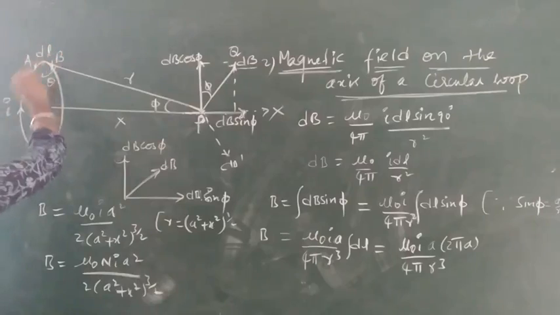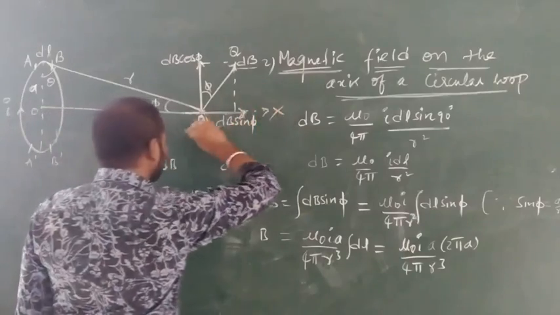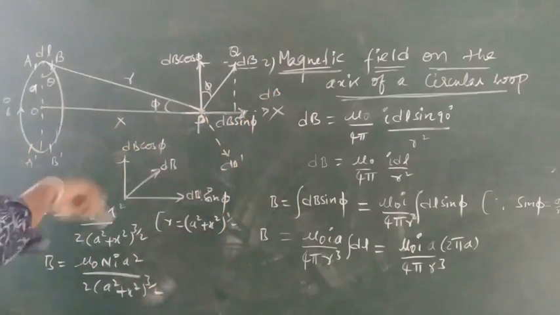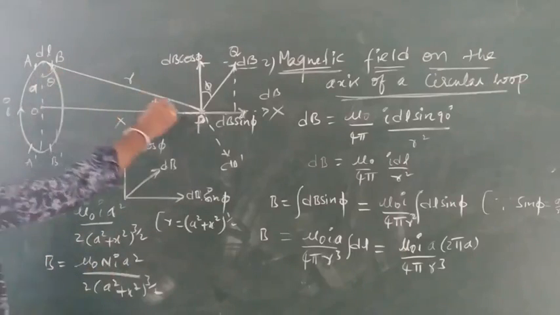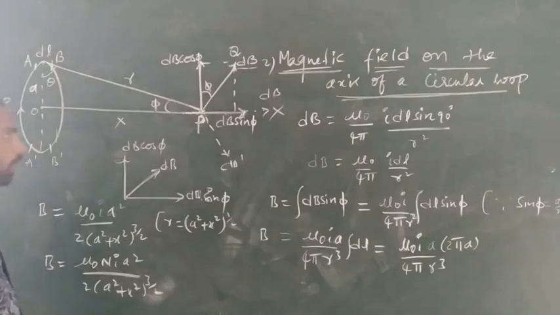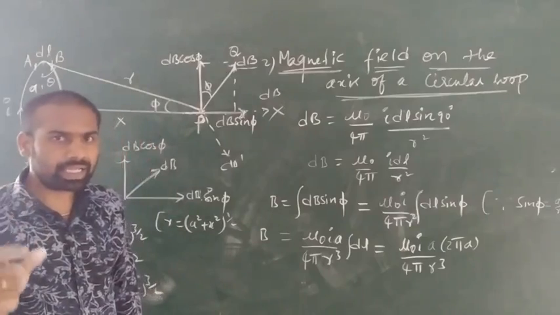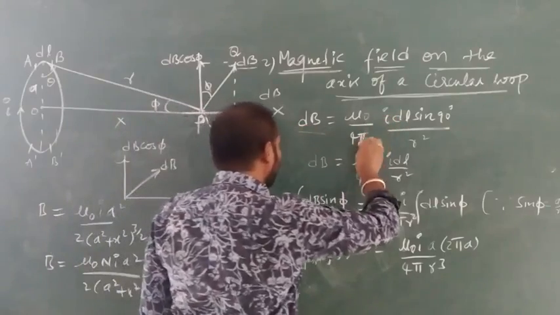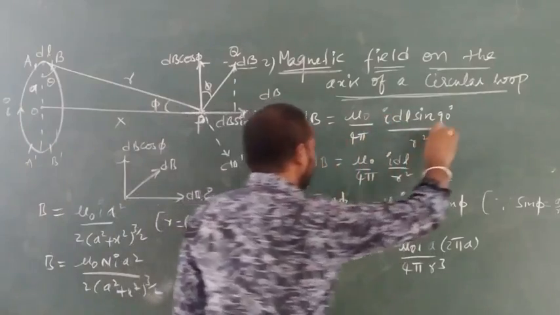Due to this dl, what is the magnetic field induction at point P? Due to the small element dl we take a small magnetic field dB. For the entire magnetic field, we have to integrate dB to get B. According to Biot-Savart law, the magnetic field due to a small element carrying current I is dB equal to mu naught by 4 pi, I dl sin theta by r square.